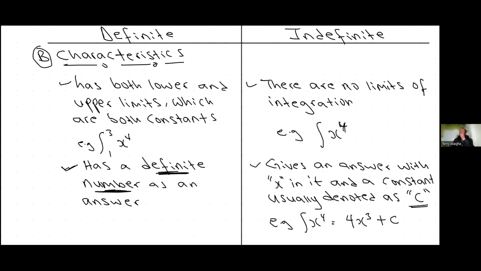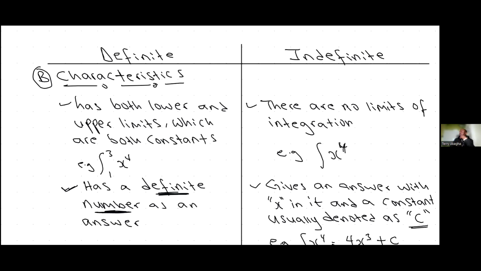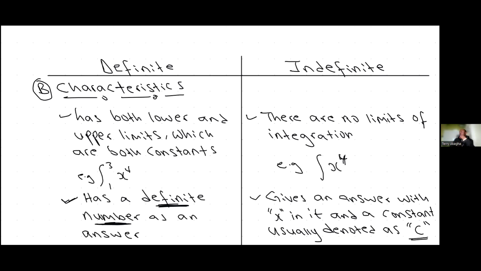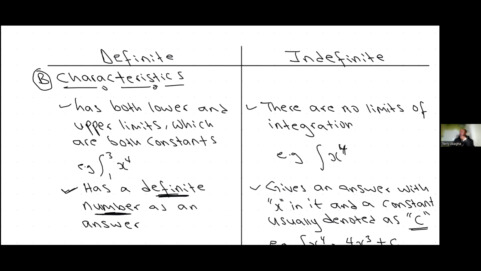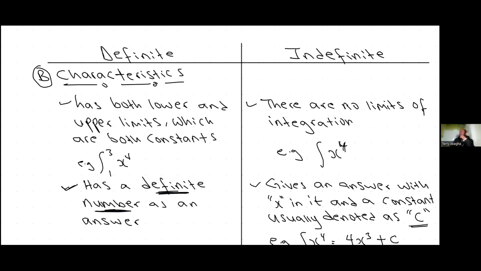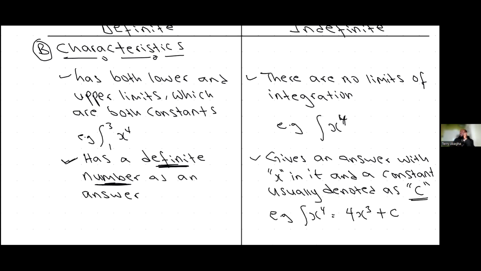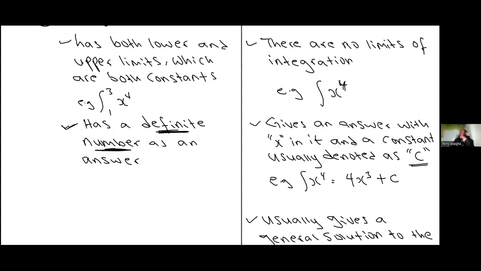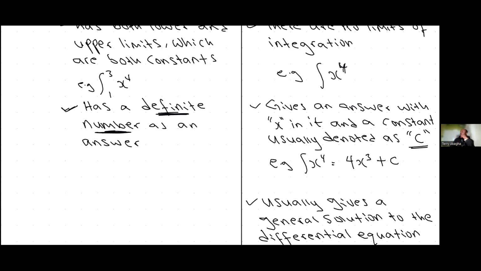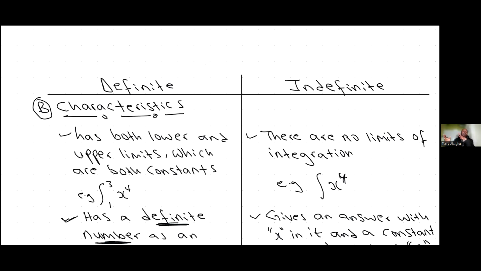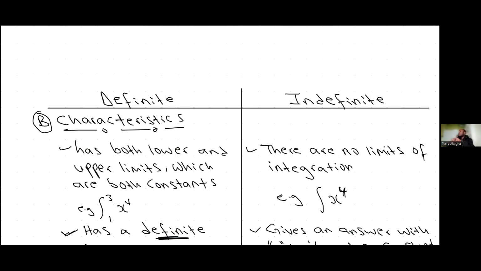So in the characteristics for the definite, like I said, it has both the lower and upper limit, which are both constants, while for the indefinite, there are no limits. For definite, you have a definite number as an answer, but for indefinite, it gives the answer with x in it and a constant, usually denoted as c, all right? And the indefinite is usually referred to as the general form of what? Integration.